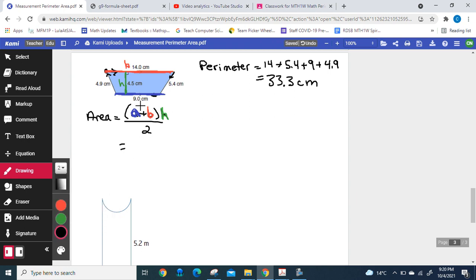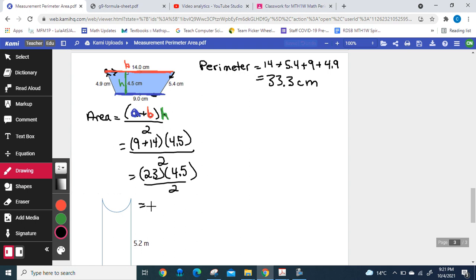So let's pop in our numbers. So let's see, we said this is 9 plus 14. So you got to add those together first. Times it by our height, which is our 4.5. All divided by 2. 9 plus 14 gives me 23. Times that by 4.5. All divided by 2. Let's see, 23 times 4.5 divided by 2 gives me 51.75. And because it's an area, that's centimeters squared.